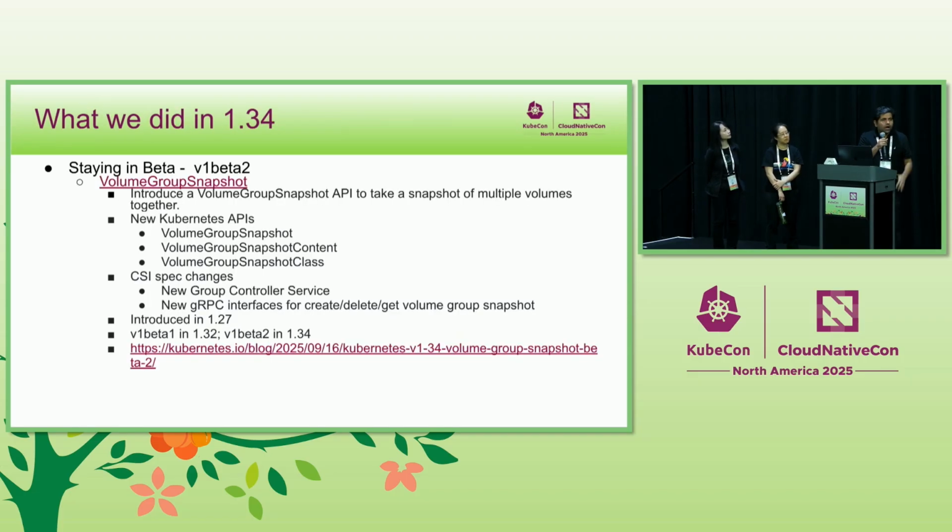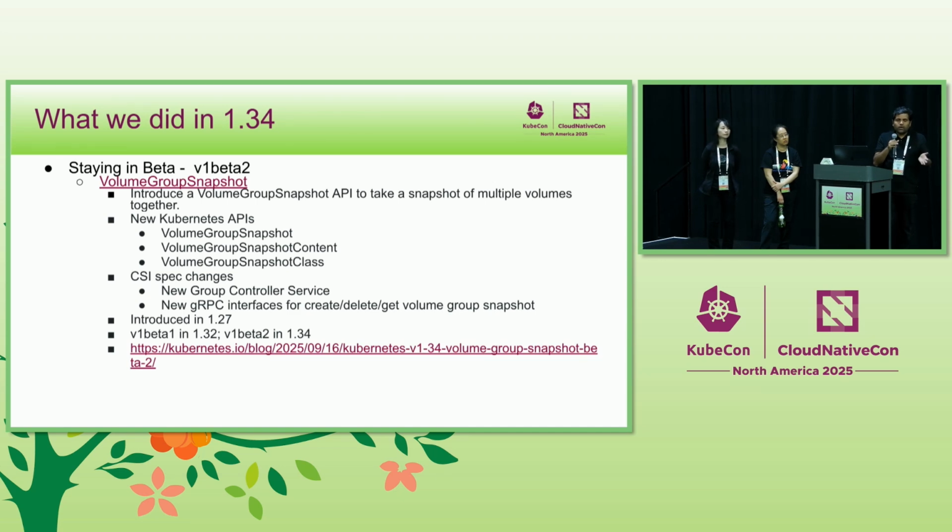Another feature that we moved from beta 1 to beta 2 is volume group snapshot. The idea is you have an application that uses more than one volume. Like, I don't know, a Cassandra application that uses a bunch of replicas, and you want to take a consistent snapshot of all the volumes that the application is using together. Previously, it was tedious to do, so we introduced this API called volume group snapshot.